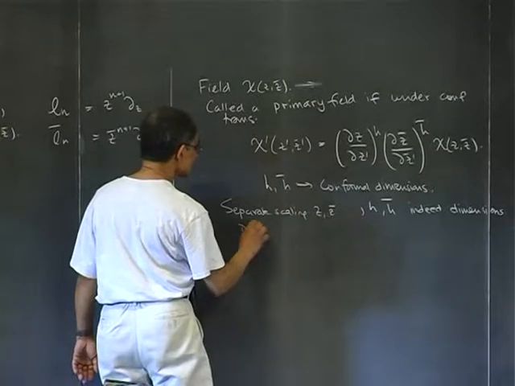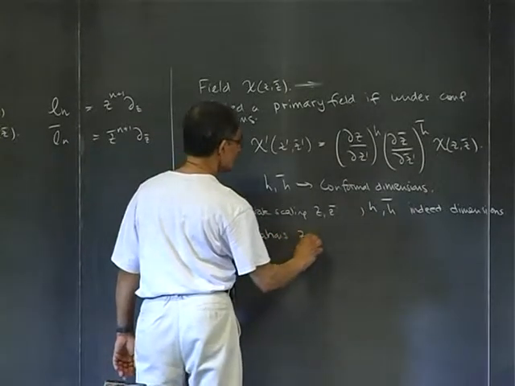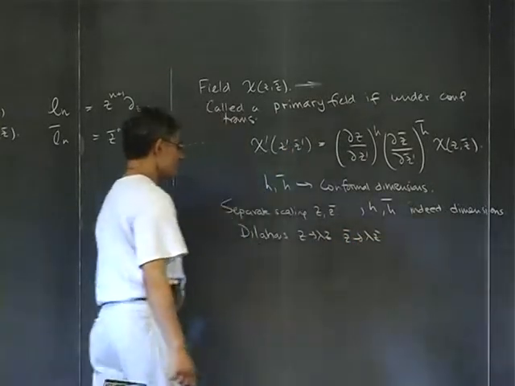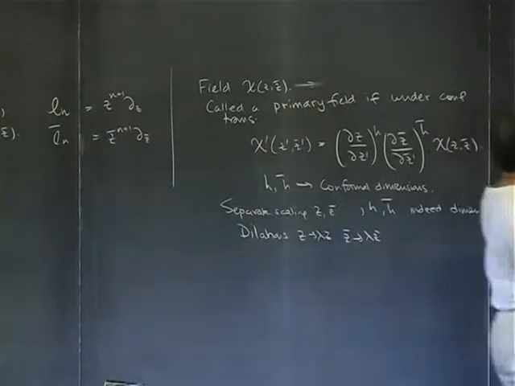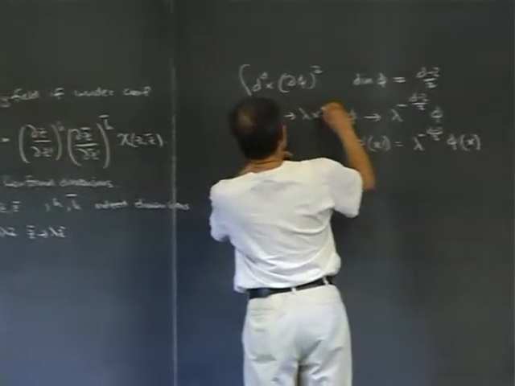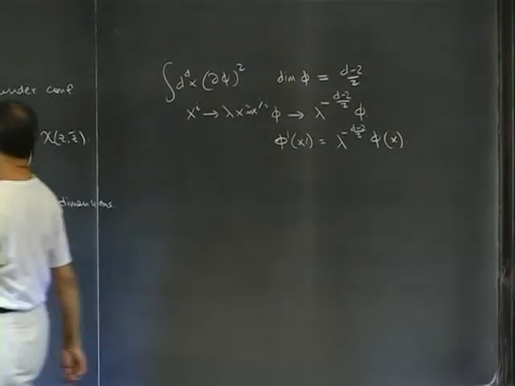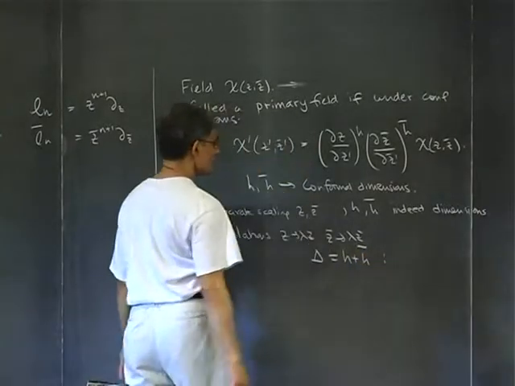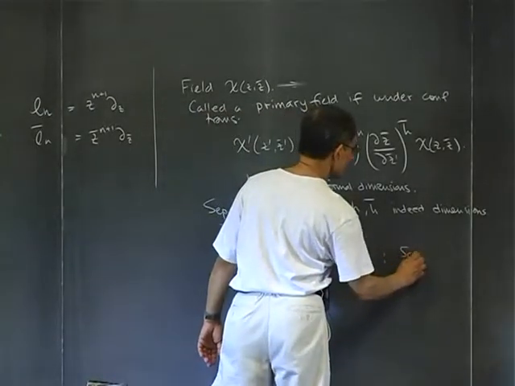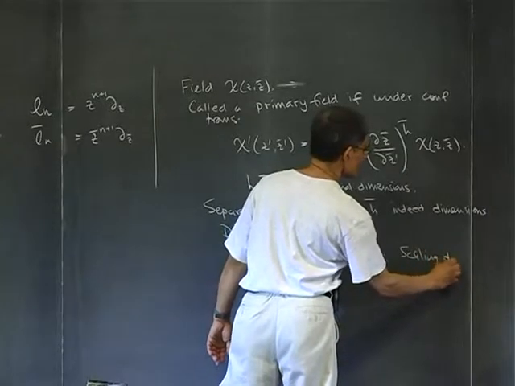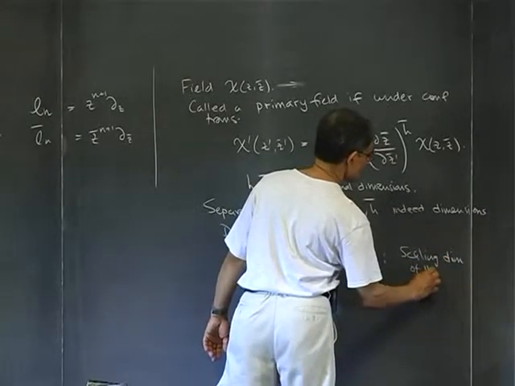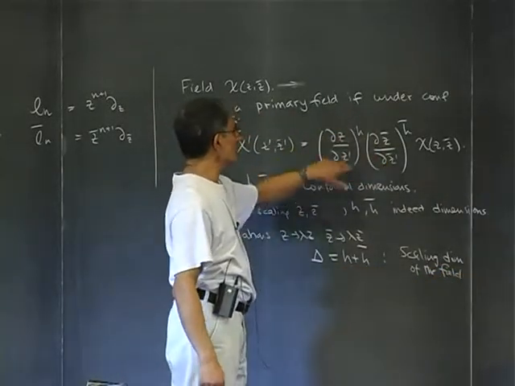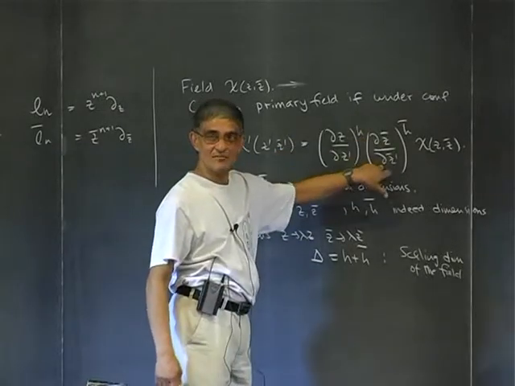What is called dilatation is z going to lambda z, but z bar also going to lambda z bar. Under dilatation, I took all the coordinates x and scaled them by the same amount. That tells you that this object h plus h bar denotes the real scaling dimension of the field. This is clear because it is again the same factor, lambda to the power minus h, lambda to the power minus h bar.